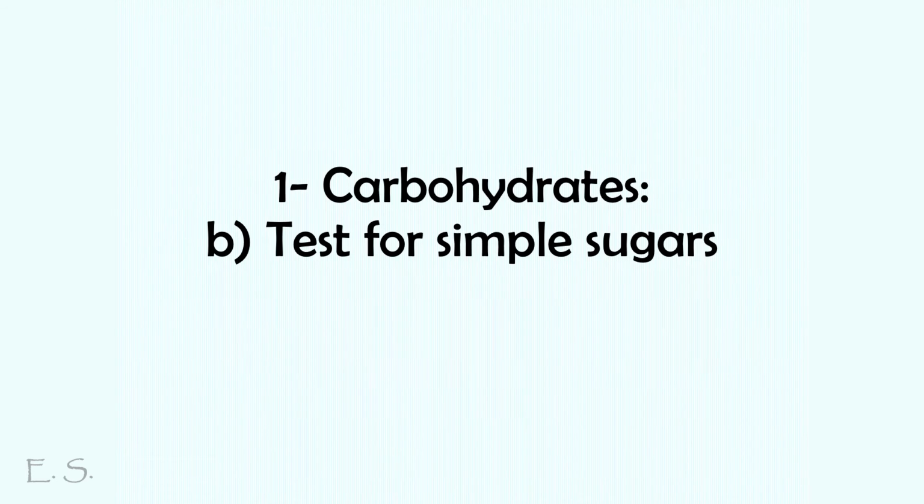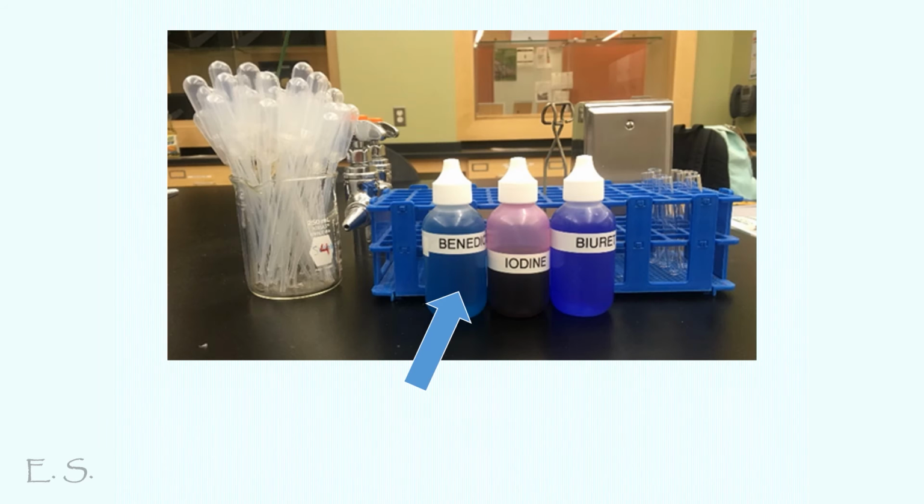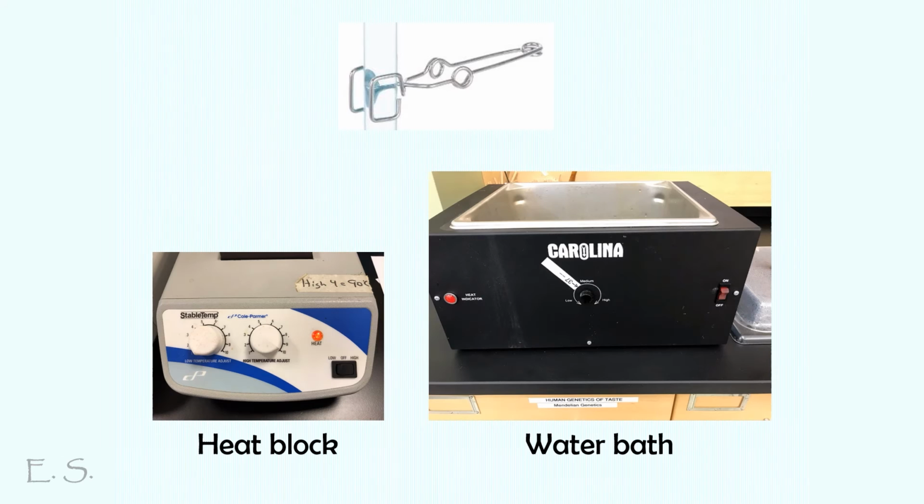The second carbohydrate you will test is for simple sugars. You will use Benedict's reagent, which detects the presence of reducing sugars. This reagent requires heating to produce a color change. You can use a heat block or a water bath depending on availability. Please allow about 5 minutes for the reaction to take place, again in the presence of heat.